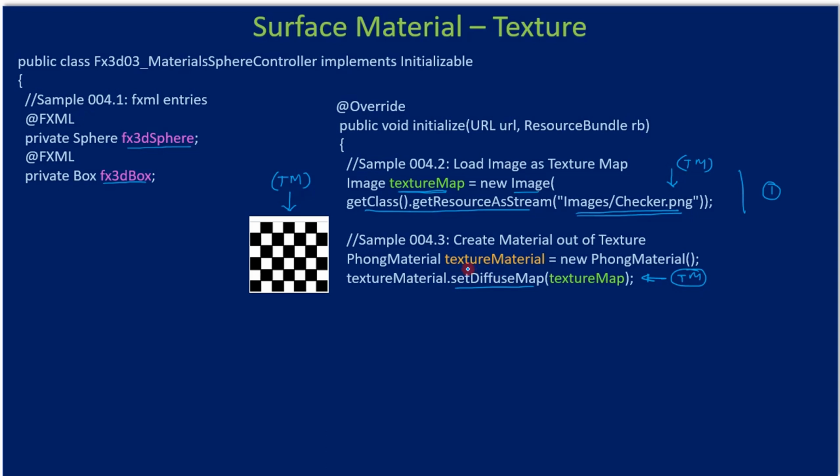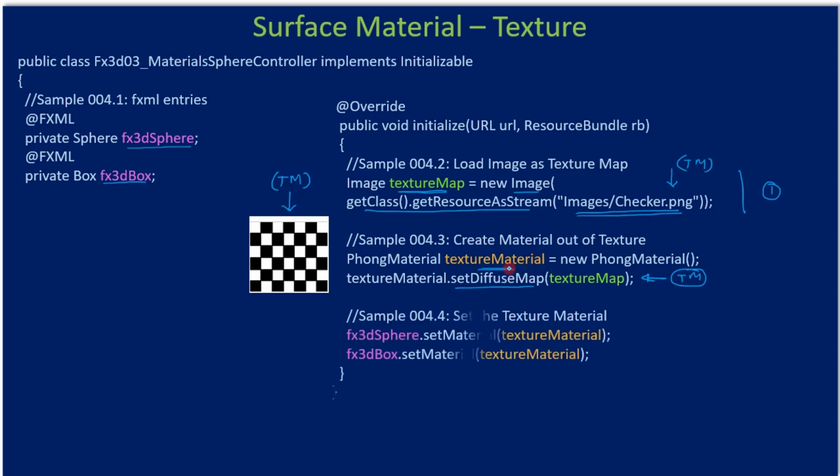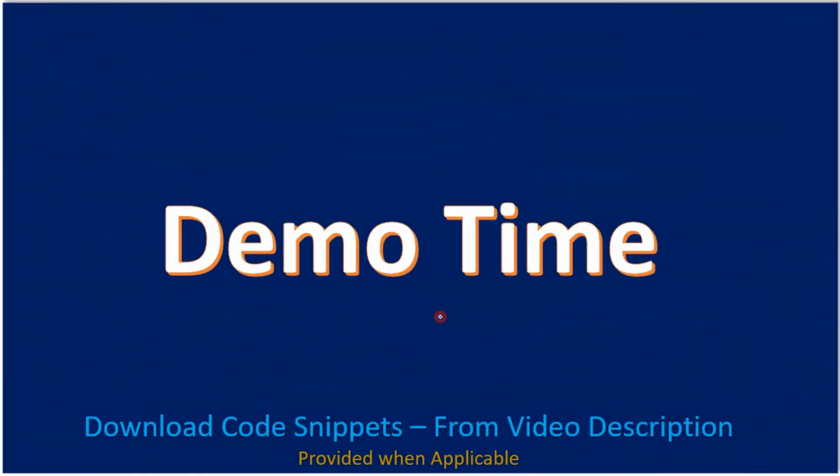So once the material is ready, we are calling that a texture material. We can apply that to the 3D shape. Here in this case, if you see, we have two 3D shapes, the FX 3D sphere, where we call setMaterial, applying the same texture map. Here for the box, we are applying the same texture map. But if you have different texture maps, you can apply those as well, so that both materials are different. So for example, this one is from a checker map, and if you have some glassy kind of texture, you can apply that to a sphere, right? All right, now we will go ahead with the demo.